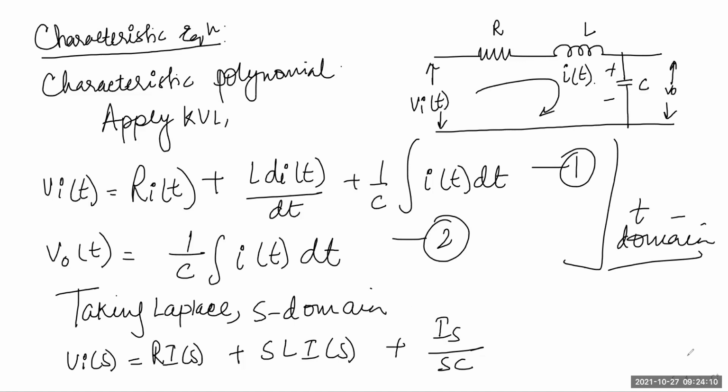And for V0, I'm going to the next page. For V0(S), I'm writing, that will be simply I(S) by SC. So this is my other equation in terms of Laplace.